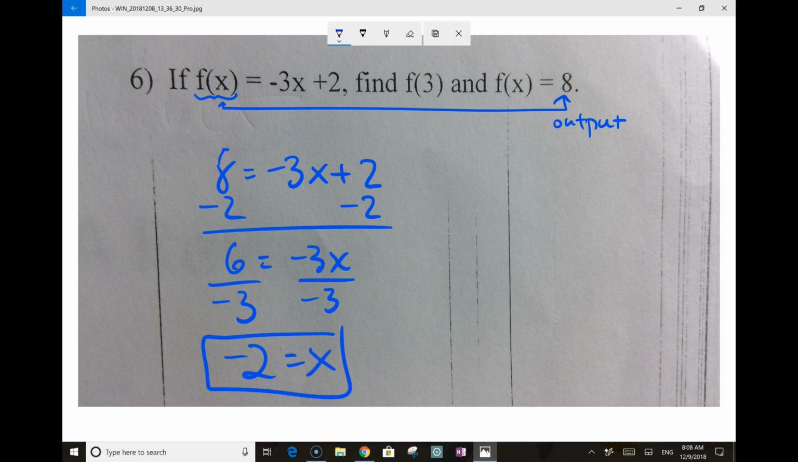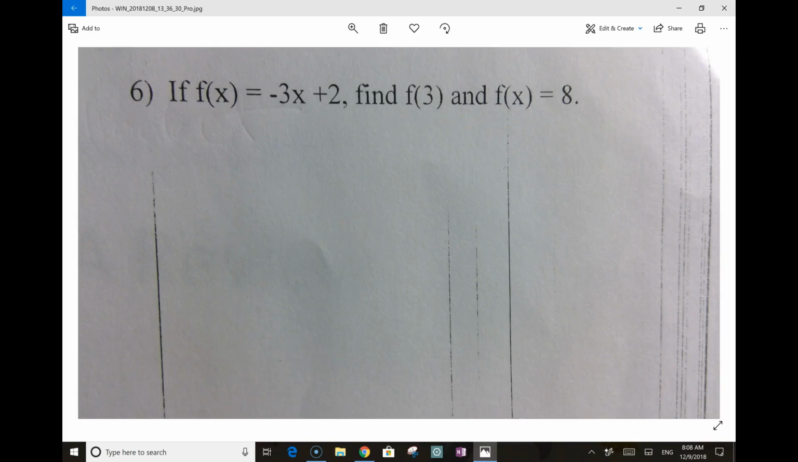So the idea is backwards in this case, and the way to understand this is in two ways. When your input is negative 2, your output is positive 8, or when you have an output of 8, that means that what created it was an input of negative 2. Okay, moving on.